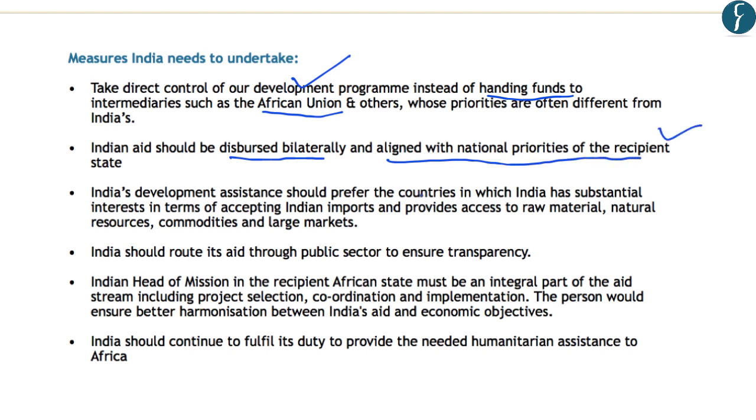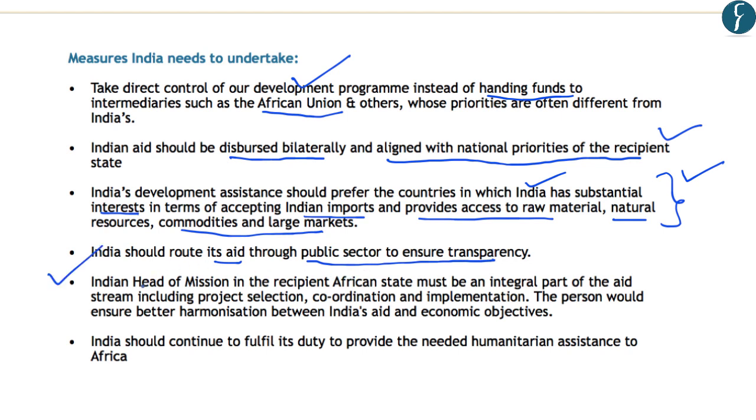Secondly, the Indian developmental assistance should prefer the countries in which India has substantial interest in terms of accepting Indian imports and providing access to raw materials, natural resources, commodities, and large markets. So, these are all indirectly aimed at improving India's growth, and India should provide its developmental assistance to those countries where the economic interest of India lies. Further, India should route its aid through the public sector of these African countries to ensure transparency.